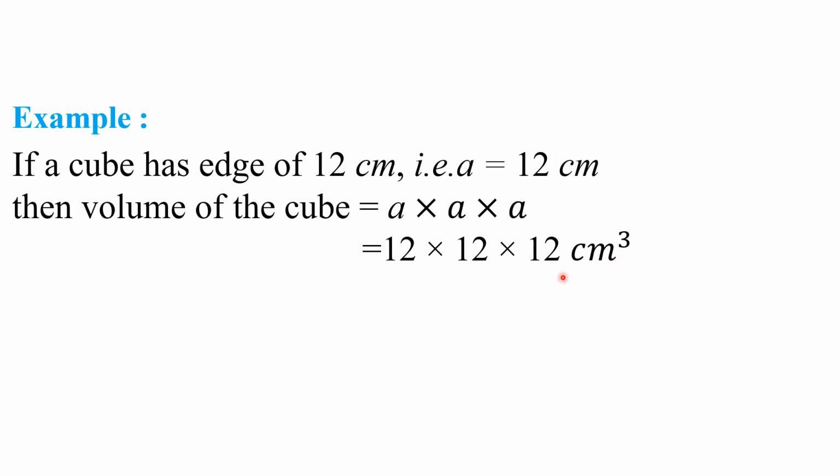Okay, my children. Here A is equal to 12, and here also A is equal to 12, and here also A is equal to 12. We substituted the value of A in this step. Then we got this step. Understood this step, my children? Right.